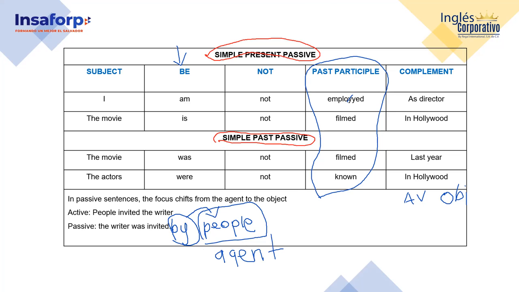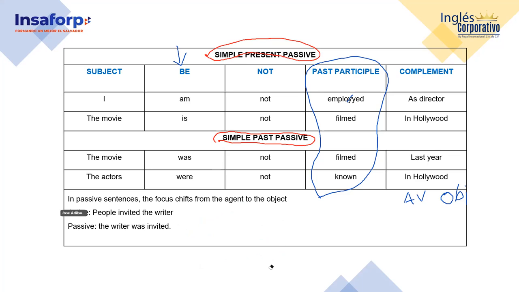But sometimes that agent is not important, it is not relevant. In that case, the agent is not written. Entonces, si aquí no aparece escrito, ¿qué significa? Que ya se sobreentiende. That is not important.